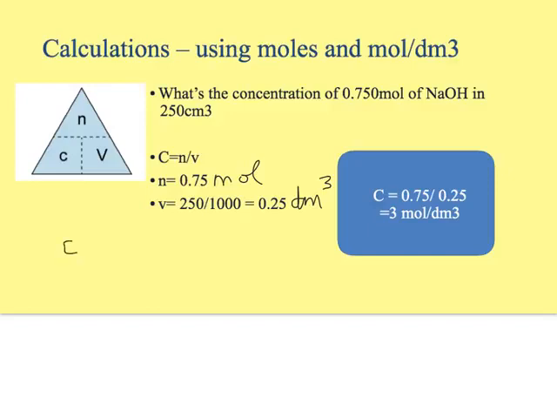Okay, so C equals n over V. So actually, I'm writing this out again. 0.75 divided by 0.25, which is 3 moles per decimetre cubed. Now, the only thing they can do to make this a little bit more tricky is perhaps to give you the amount of NaOH in grams.